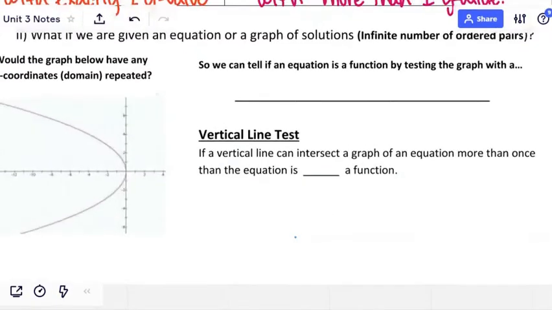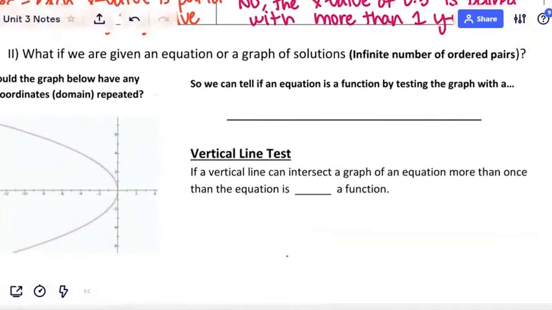So what if we are given an equation or a graph of solutions that contains an infinite number of ordered pairs? So I'm talking about something that looks like this, the graph that's on the bottom left of your screen there. Would this graph below have any x coordinates, aka domain values, repeated? Well, let's pick a domain value and see what happens. I'm going to choose the domain value of -6. So at -6, what are my range values?